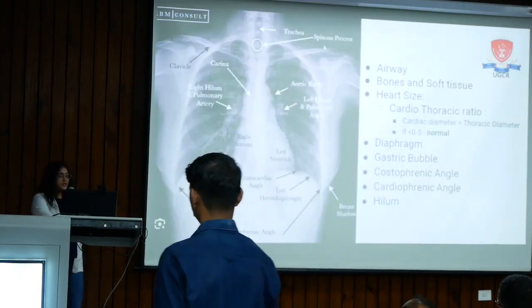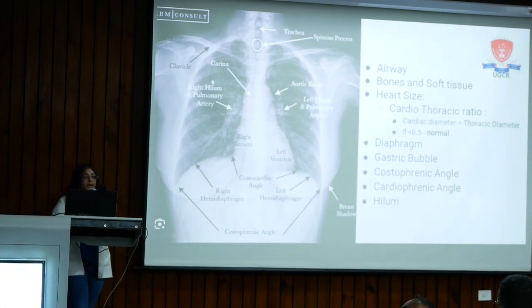This is a chest X-ray showing normal findings. Air appears black and soft tissues and bone appear white. This is the trachea, if you can appreciate, in its entire length. This is the spinous process. You can appreciate ribs and clavicle here.